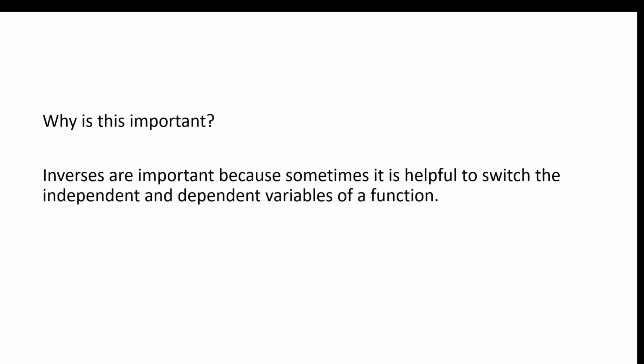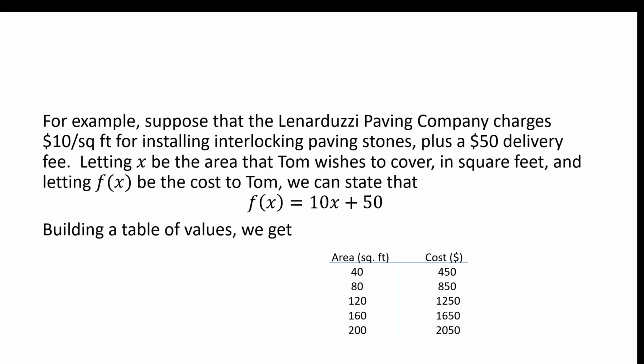Why is this important? Well, inverses are important because sometimes it's helpful to switch the independent and dependent variables of a relation. For example, suppose that the Lenarduzzi Paving Company charges $10 per square foot for installing interlocking paving stones plus a $50 delivery fee. So using a little bit of grade 9 math, letting x be the area that Tom wishes to cover in square feet and letting f of x be the cost to Tom, it's 10 times that area in square feet plus a flat rate of 50. So f of x, the cost, will be 10x plus 50.